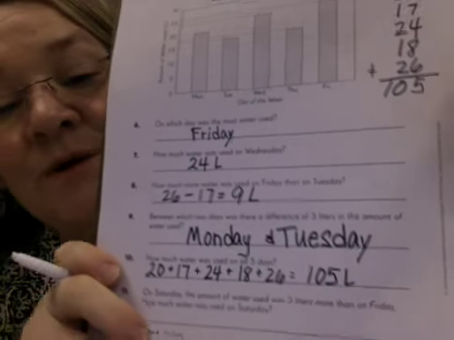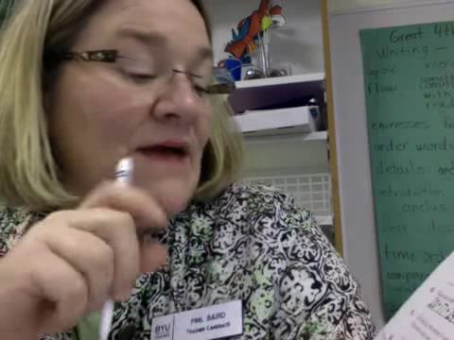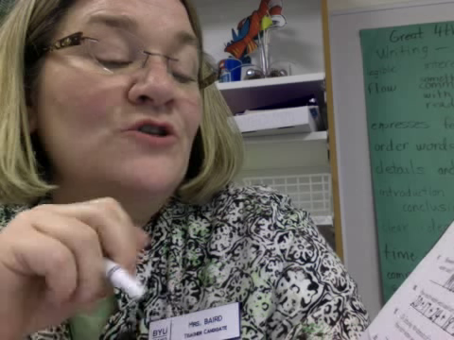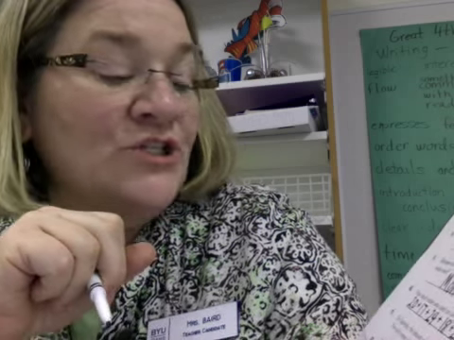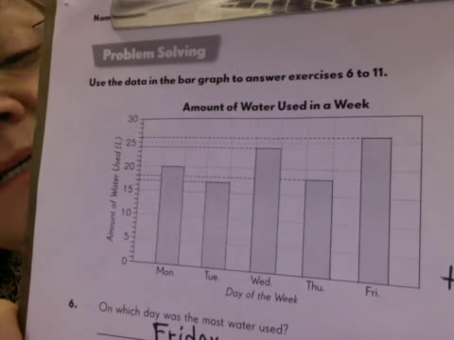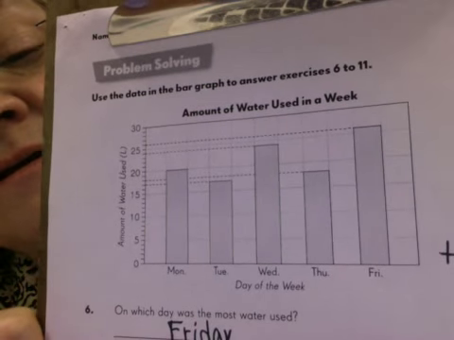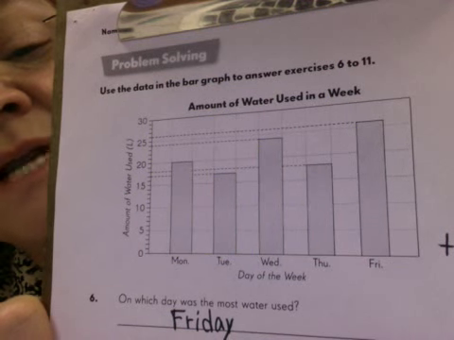Okay, we're almost finished with this page. We have one left, and it says on Saturday, the amount of water used was 3 liters more than on Friday. How much water was used on Saturday? Well, look at the chart. Look at that bar graph. It doesn't have Saturday on there. But it has given us enough information that we can figure it out.